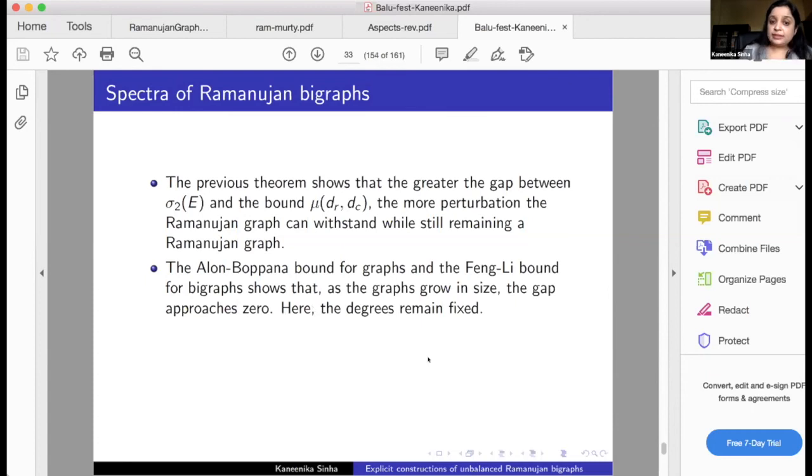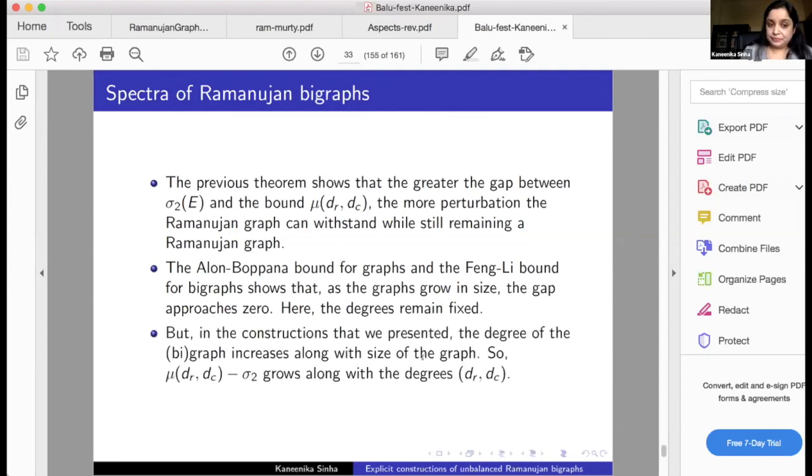Here the degrees remain fixed, right? For both the theorems of Alon-Boppana and Feng-Li, the degrees were fixed. Therefore, this does not pose a limitation to our scenario, because in the constructions that we presented, the degree of the bigraph increases along with the size of the graph. So your mu minus sigma 2 also keeps growing along with the degrees dr comma dc.